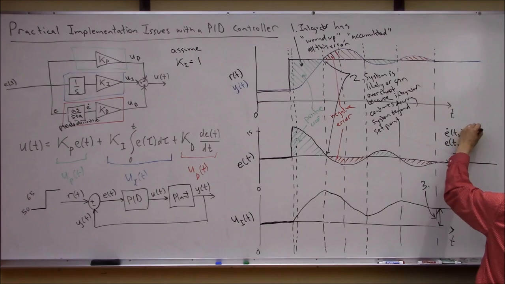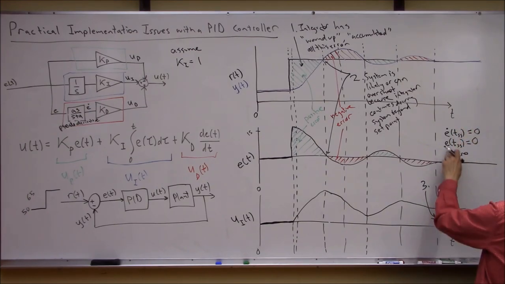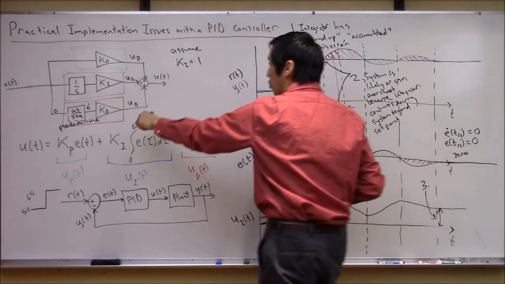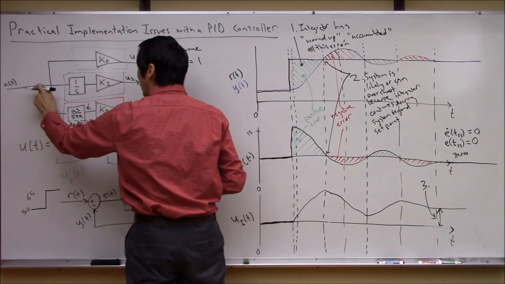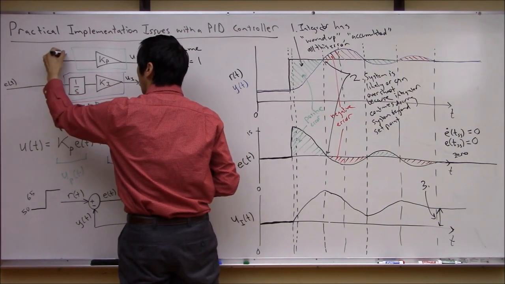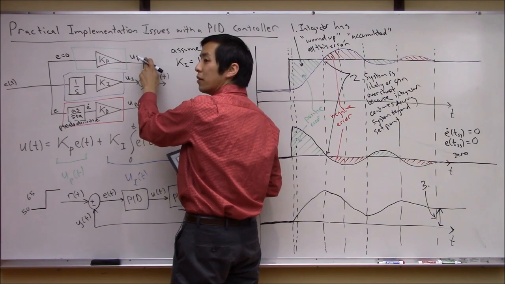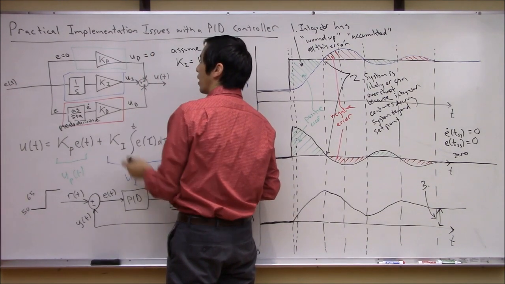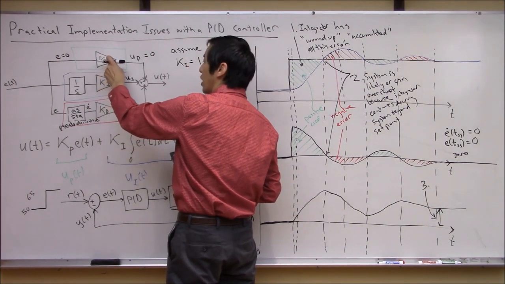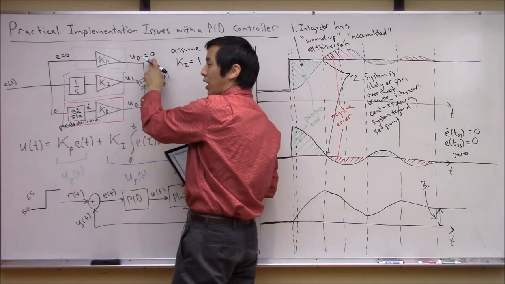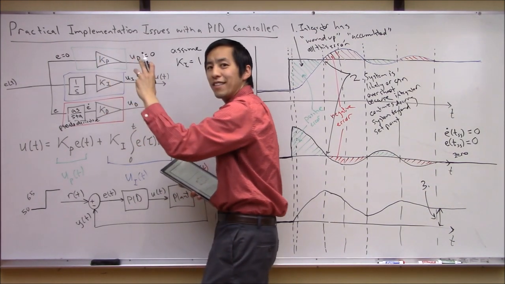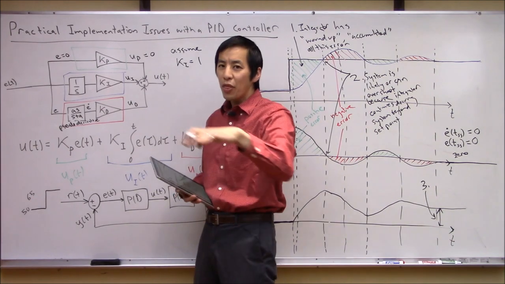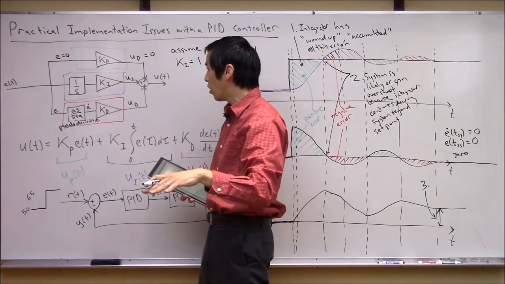It's also zero. So if you look back at your PID controller, if this signal here, E, is zero, what is UP? UP is zero, right? Because you've got a zero times, I don't care what your gain is, this is nothing. So your proportional controller at steady state is doing nothing. It doesn't help you at all.